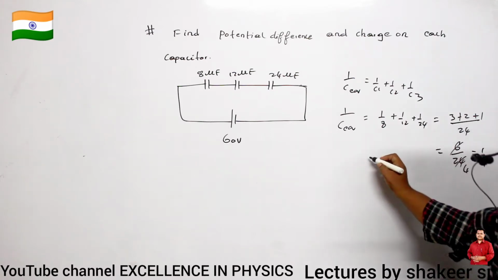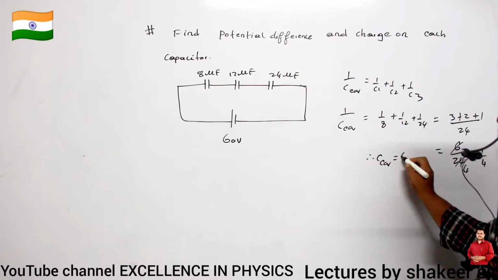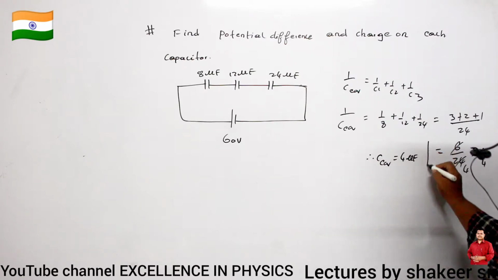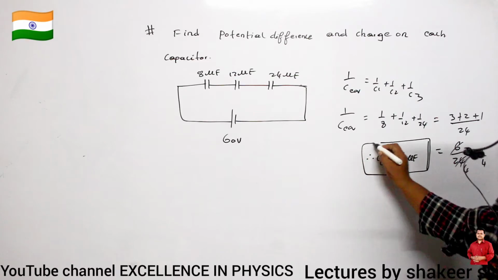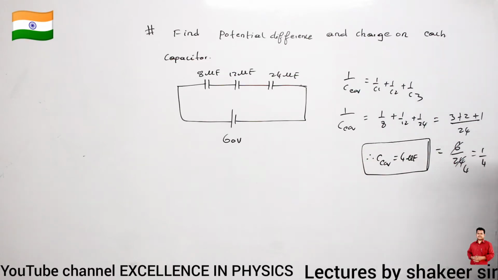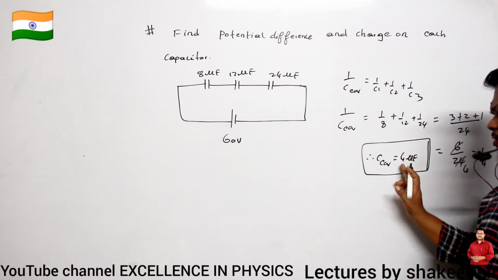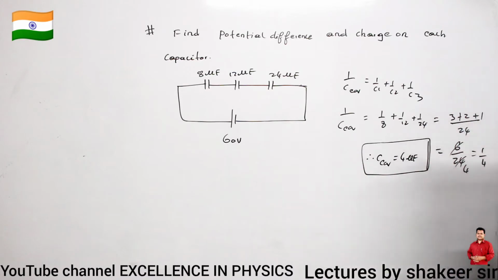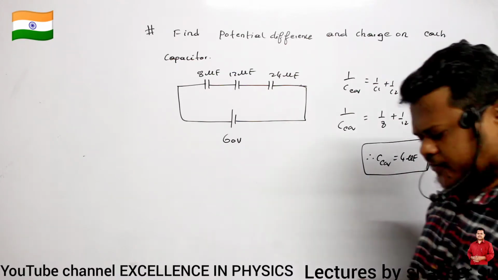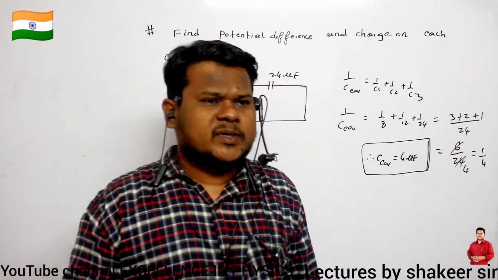Clear? So therefore, C equivalent is how much? C equivalent is equal to 4 microfarads. That is the answer which we got. Are you able to understand? Okay. So total capacitance is 4 microfarads, and what is the potential we have supplied? Potential we have supplied is 60 volts.